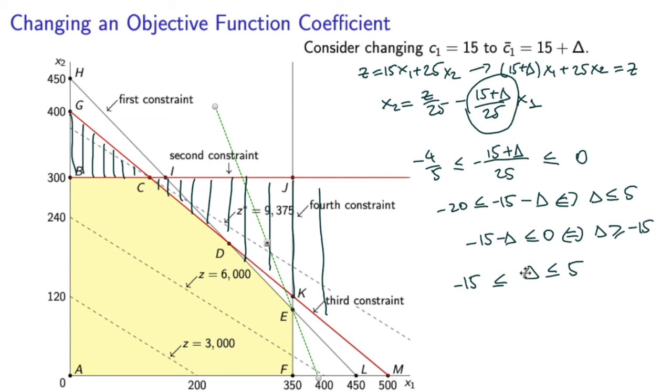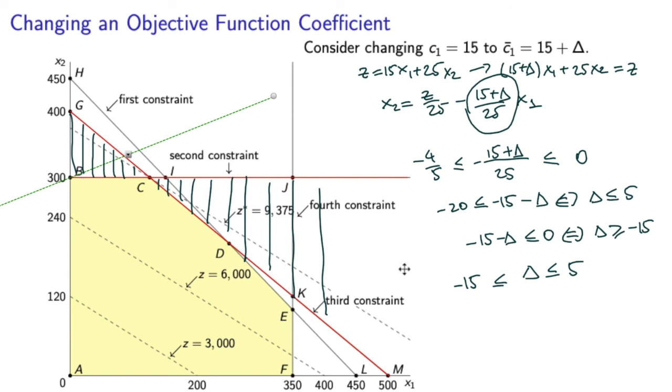Now, if delta is negative and it exceeds 15 in magnitude, then what will happen? The coefficient for x1 is 15 plus delta, so it's going to become less than 0, and the slope is gonna change to positive. And when the slope of the isoprofit line is positive, we'll have something like this. And when we keep increasing the profit level, we see that the optimal solution is gonna be at the point B now. All right.